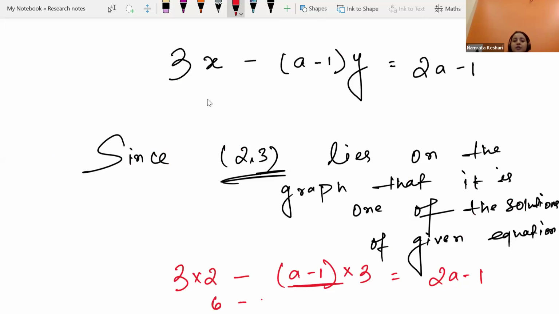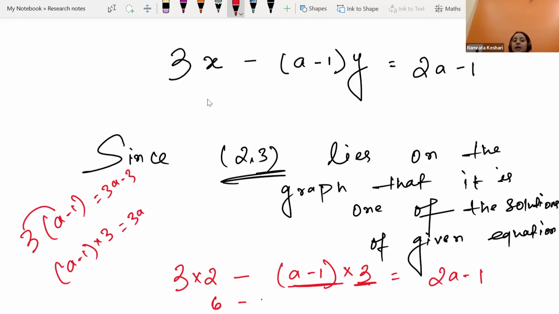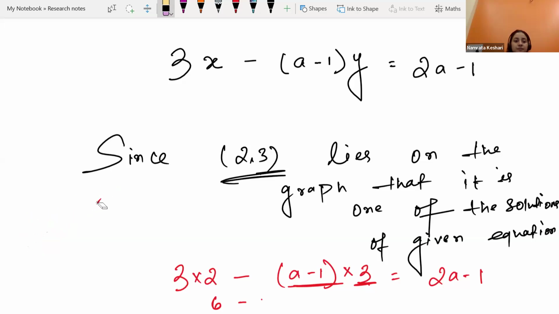Yes. a - 1/3 means distributive property. It doesn't matter whether 3 is sitting in front or afterwards, it's the same thing. This will be 3a - 3, and this will also be 3a - 3. So please don't get confused that 3 is sitting over here. We will do the multiplication by distributive property and write 3a - 3. Getting it? Yes or no? Yes, ma'am.